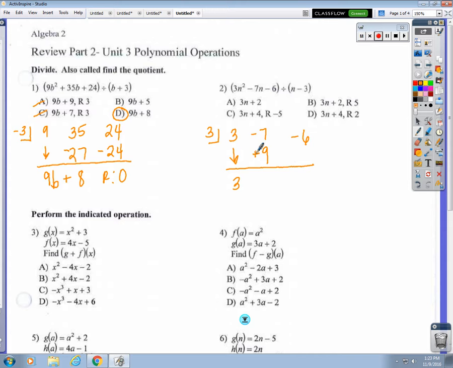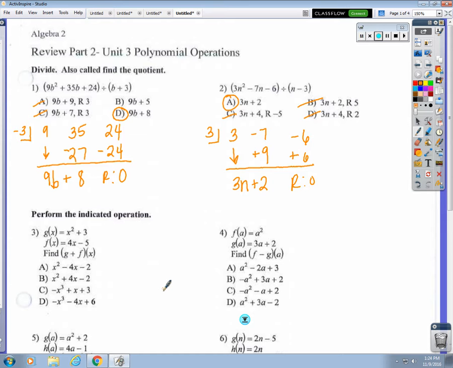Negative 7 plus 9 is 2. 2 times 3 is positive 6. Negative 6 plus 6 is a remainder of 0. So, not 0, 0. Just by knowing that the remainder is 0, you can eliminate all of the other options. And then you see that since it's n squared, you start with n to the first, plus 2, which is a.